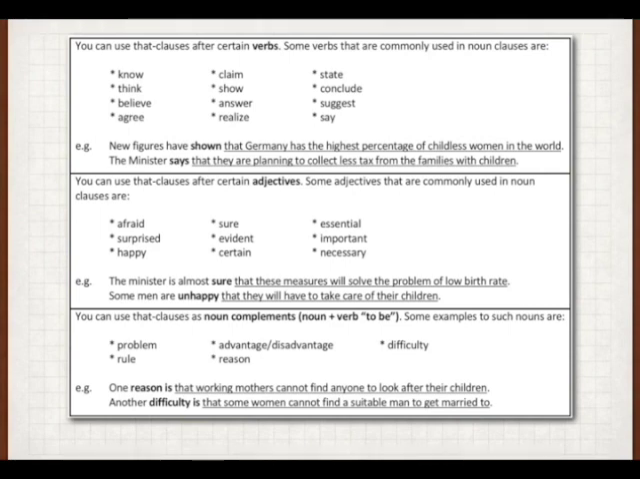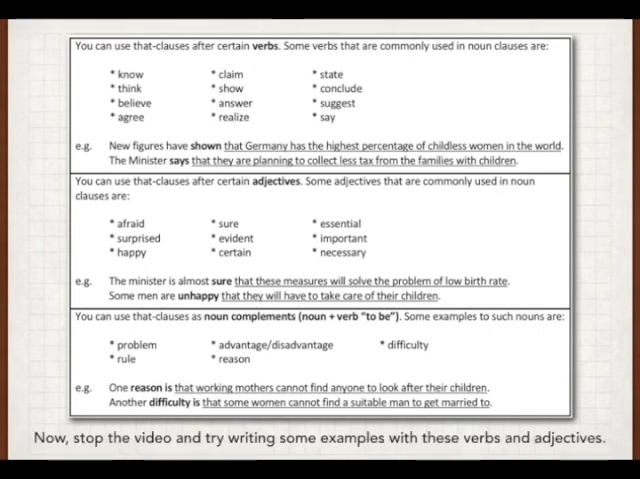And these are very, very useful when you're doing writing. So when you're writing a paragraph, if you need to write a reason, an advantage, a difficulty, a cause, a rule, a problem, then it's very useful to use noun clauses. For example, one reason is that working mothers cannot find anyone to look after their children. Stop the video and try writing some examples with these verbs and adjectives.